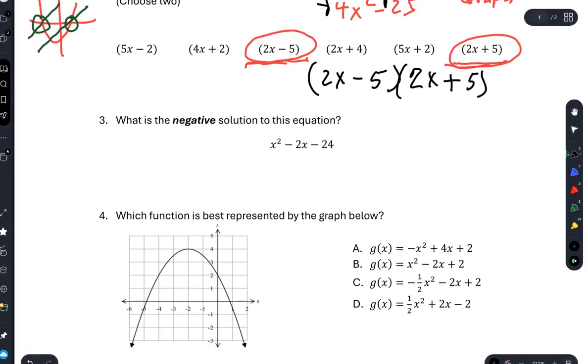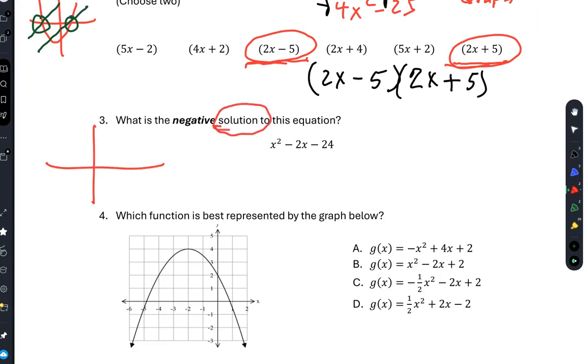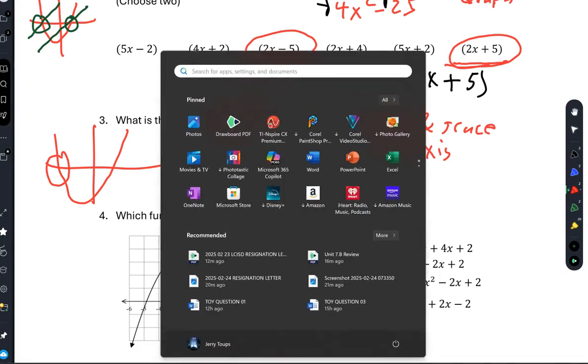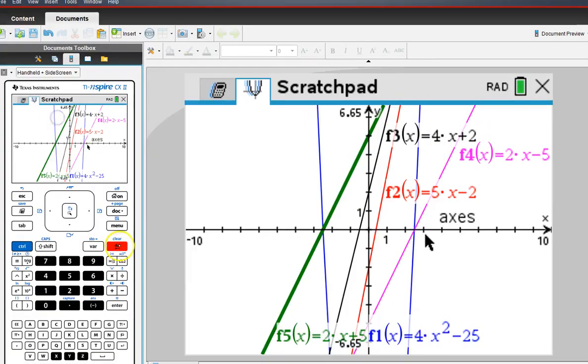Okay, we're going to do this. The solution of this parabola is the x-intercept, and we want the negative solution. So we're going to graph this and trace it to the x-axis, okay? So I'm going to go to my calculator. I'm going to hit delete, delete, delete.